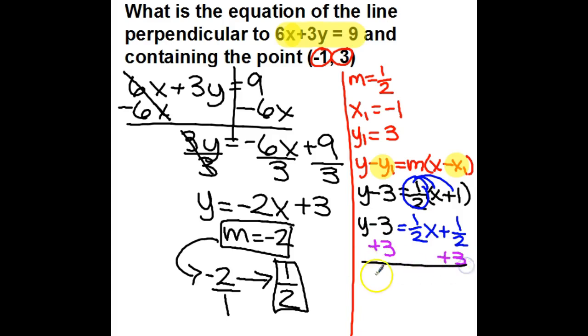When I add 3 to both sides, these two cancel out. y = 1/2 x, and then 1/2 plus 3. So 3, what is that? That's going to give me a positive 7 over 2. So this is my new equation for the line perpendicular to my original equation.